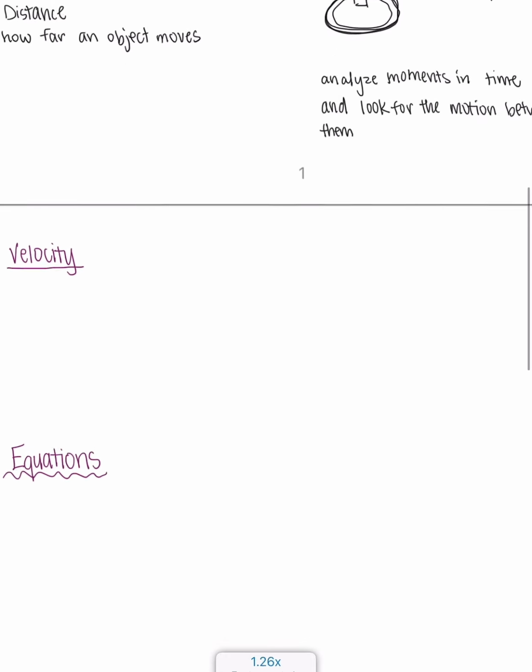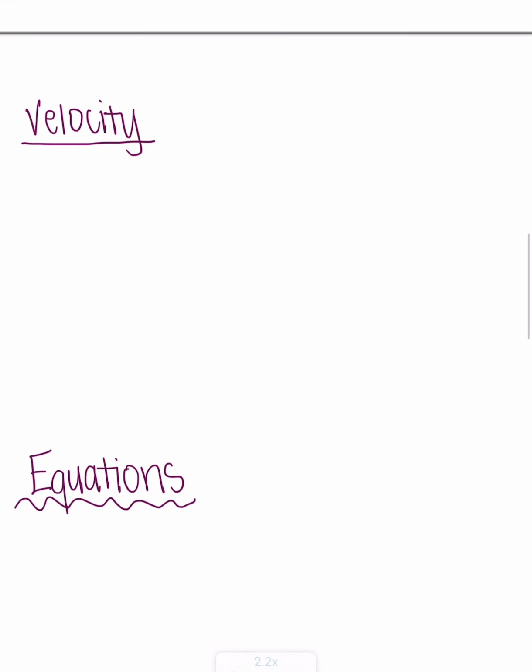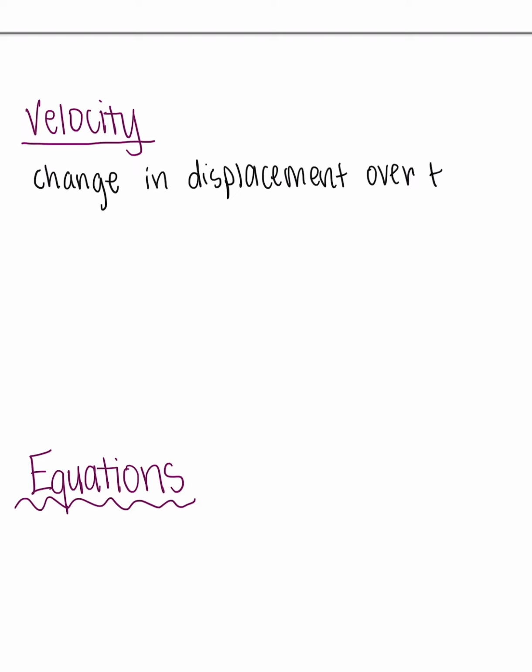Moving on to velocity. Velocity is just the change in displacement over time. This is pretty self-explanatory because you get the quantity of velocity when you time a displacement.